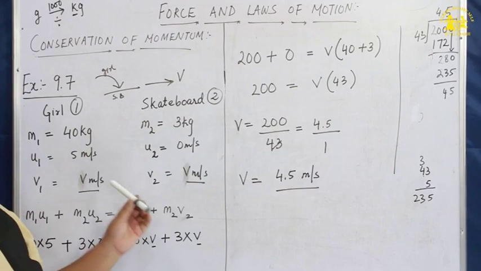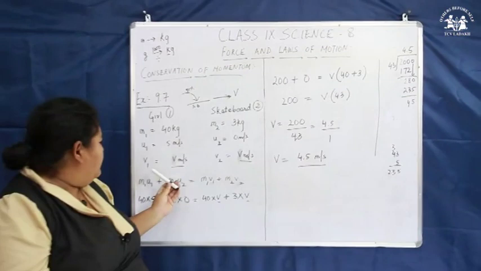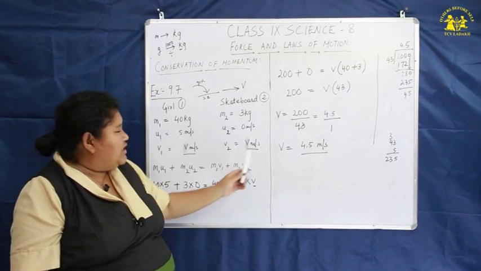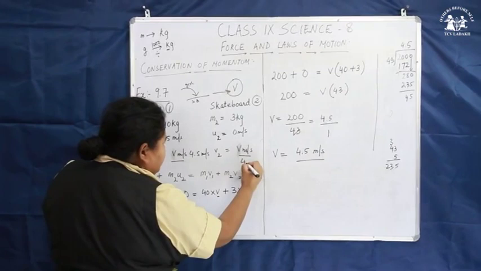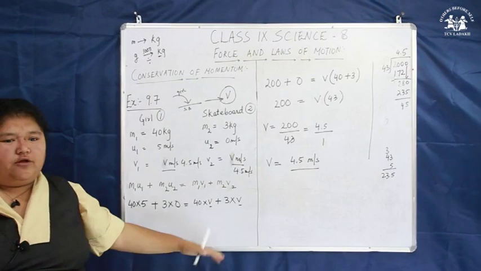In this question, we were asked for the values of v1 and v2, which is the combined velocity. So the combined velocity is 4.5 meters per second. This is how we solve this question. I hope it's all clear.